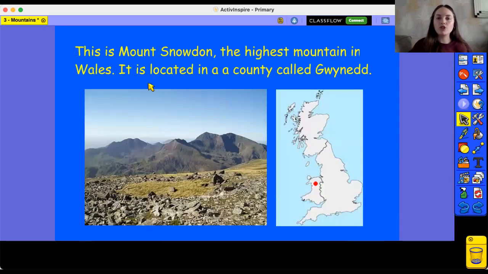This is Mount Snowdon. Let's practice saying that. Mount Snowdon, your turn. Mount Snowdon. Or we can just call it Snowdon. And Snowdon is the highest mountain in Wales. It's in a county called Gwynedd. So it's in Wales. What country is Snowdon in? Wales, well done. What country is Snowdon in? Wales, fantastic.